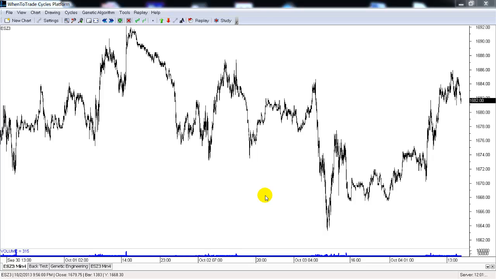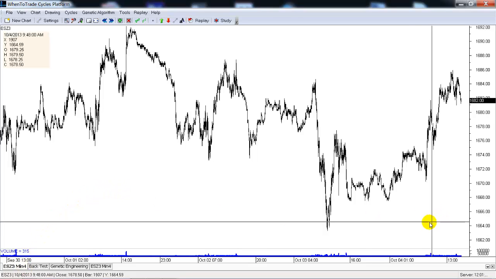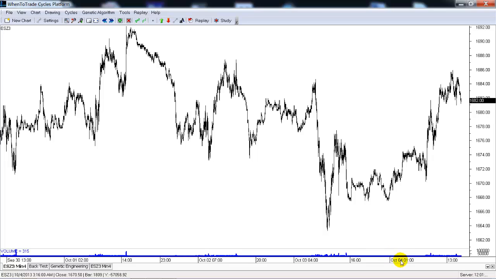Okay, this is another short example for the genetic algorithm in combination with the cycles tool. In this case, we are using the futures E-mini contract on an intraday 4-minute chart. We see the activity back from October the 4th to September 30, so one full trading week of 4-minute bars on the E-mini futures.